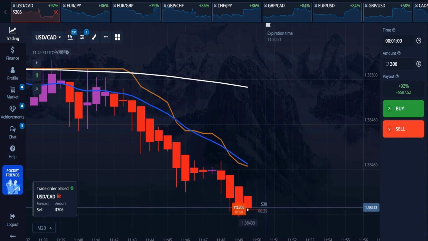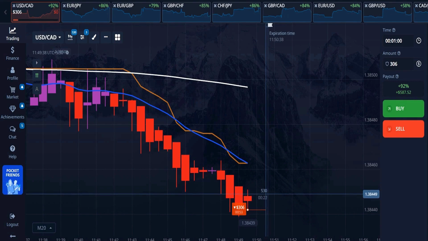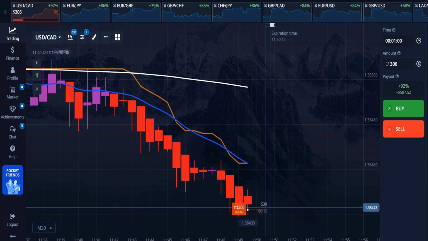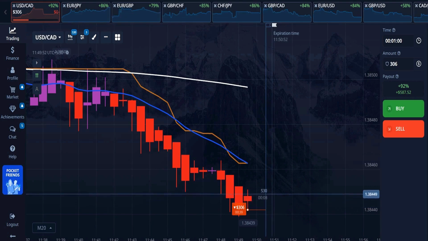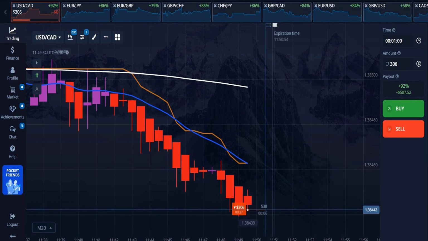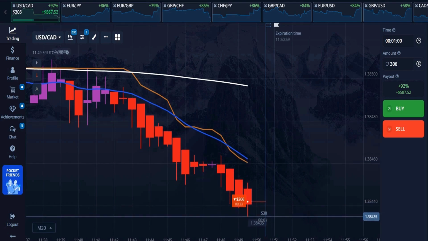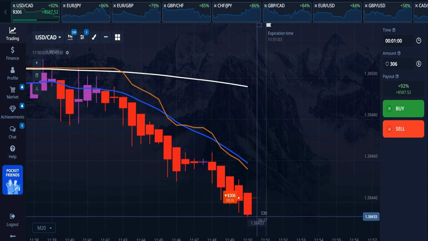Now, here's a perfect sell trade setup based on our strategy. Let's break it down step by step. First, notice the red Supertrend line has just crossed below the blue EMA. This is our first confirmation. Next, both the blue EMA and white EMA are sloping downward, clearly showing a strong downtrend. That's the second confirmation. And finally, the white EMA is now above the Heikin Ashi candles, confirming that downward pressure is strong. Since all three conditions are matched perfectly, I'm entering a sell trade right here.